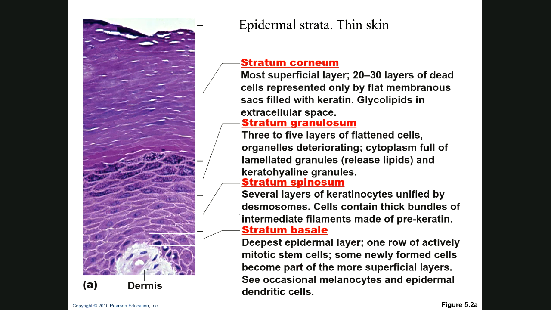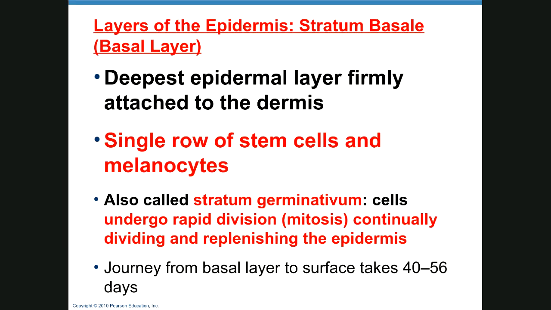So there are a couple of PowerPoints like this one in which they give you each of the layers and the characteristics of each layer summarized. So we're going to start on the deepest layer, which is the stratum basale, or the basal layer. Remember, this is also called the stratum germinativum. This is a single row of stem cells and melanocytes. So these are going to be germ cells that are constantly dividing. They're young cells. They undergo rapid division.